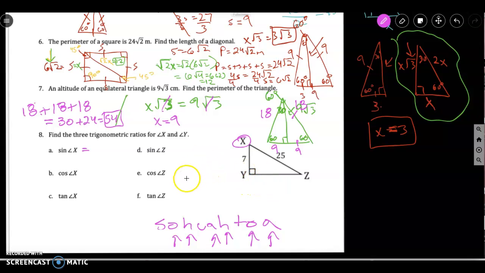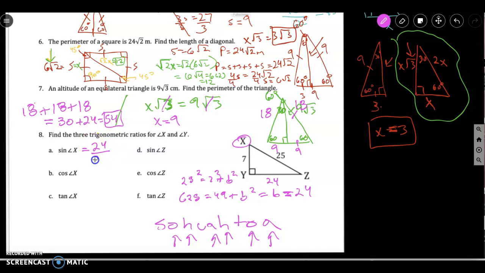So we have c squared, which is 25 squared, equal to 7 squared plus b squared. So that is going to be 25 times 25. That's 625 equal to 49 plus b squared. It should be 24. So b equals 24. So this is 24. All right, so now you can go ahead and do your opposite over hypotenuse.